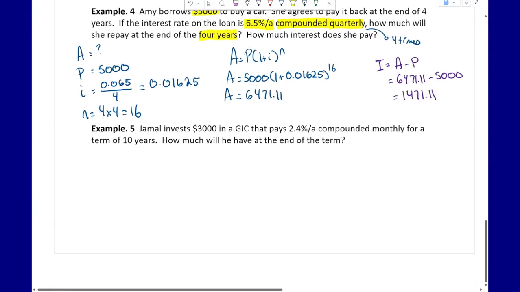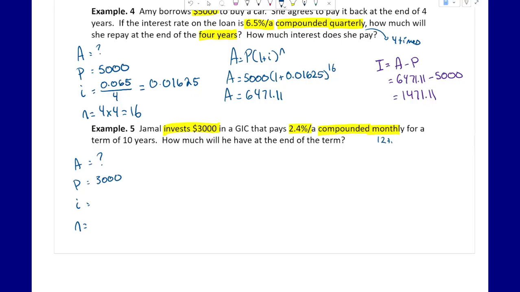Last example, same idea. We're just getting used to using that formula. Jamal invests $3,000 in a GIC that pays 2.4% per annum compounded monthly for a term of 10 years. How much will he have at the end of the term? So again, A, P, I, and N. Because it says compounded, we're using the compound interest formula. Future amount we don't have, that's what we're trying to calculate. Principal, we're starting with $3,000. The I, or the interest rate, is 2.4% per year, but compounded monthly.